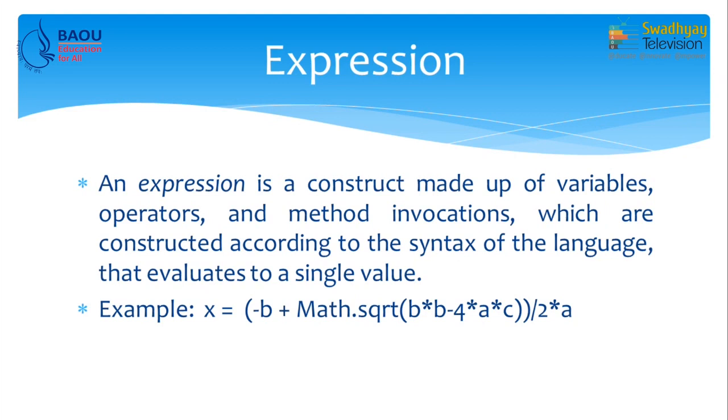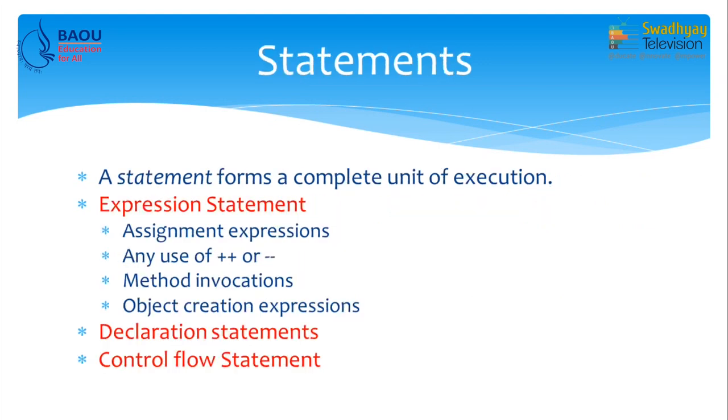One example of an expression is shown on screen to find the roots of a quadratic equation. So, we have the formula -b + square root of b squared - 4ac, and the whole divided by 2a. So, this is an example of an expression. We have used different operators, and we have also used a method invocation, Math.sqrt, to find the square root of b squared - 4ac. So, this is an example of an expression.